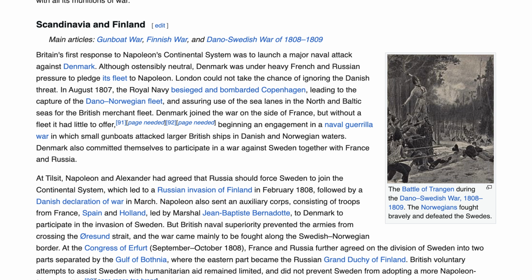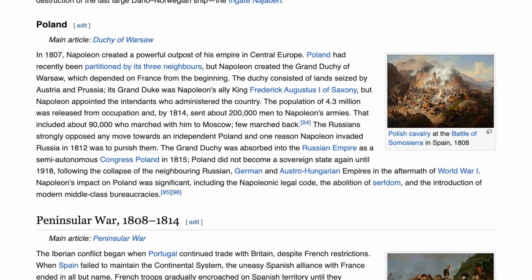The war between Denmark and Britain effectively finished with a British victory at the Battle of Lyngør in 1812, involving the destruction of the last large Dano-Norwegian ship, the frigate Najaden. Poland. In 1807, Napoleon created a powerful outpost of his empire in Central Europe.